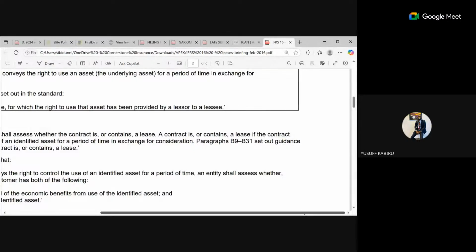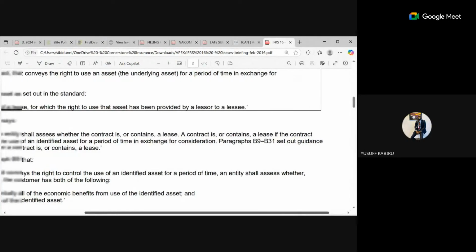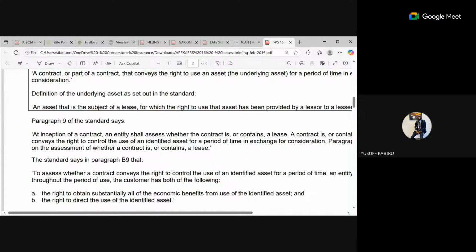Paragraphs B9 to B31 set out guidance on the assessment of whether a contract is or contains a lease. So, you may want to take note of those paragraphs too. It will actually boost your marks in the exam if you're able to quote them correctly. If you don't know them correctly, I beg, better don't quote them at all. Yeah. That would be disastrous.